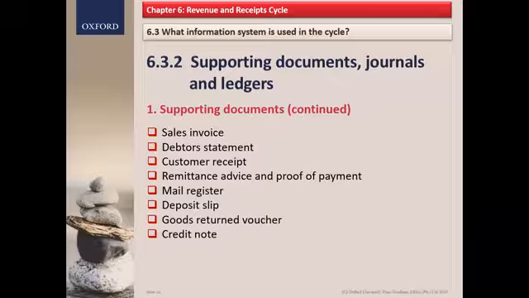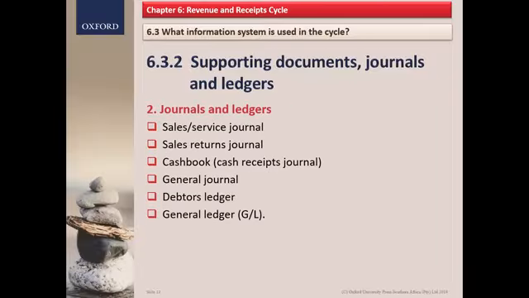Okay, from the supporting documentation, let us look at what journals and ledgers are actually used in this particular cycle. We've got your sales or service journal. The sales or service journal is where, whether sales are done on credit or for cash, they are registered as a book of prime entry.